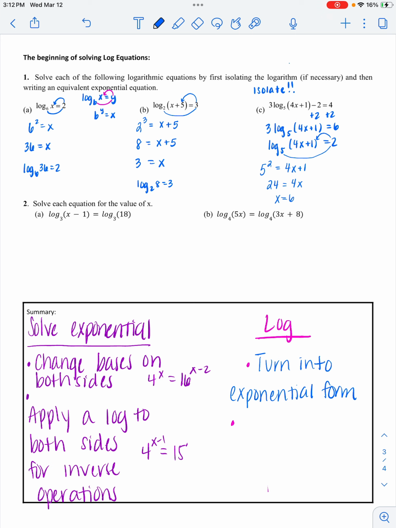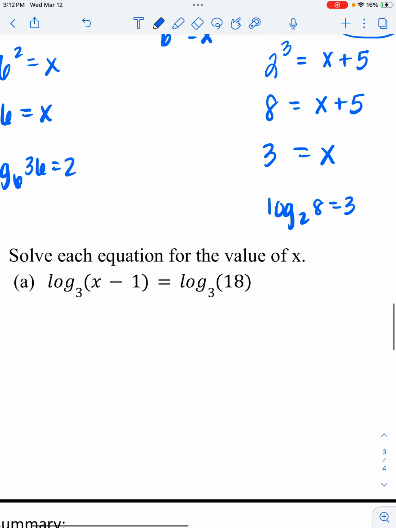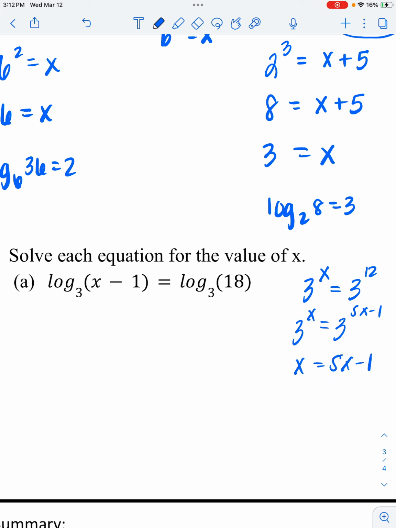You'll see in number 2, you don't have a single number on one of the sides, so you don't have anything that can become the exponent. What you have is the same base on both sides. So if you have the same base on both sides, this works just like if I had the same base of exponents. If I had 3 to the x equals 3 to the 12th, I know x has to be 12. Or if I have 3 to the x equals 3 to the 5x minus 1, I know that x has to equal 5x minus 1, because if the bases are the same, obviously logically the exponents have to be the same.